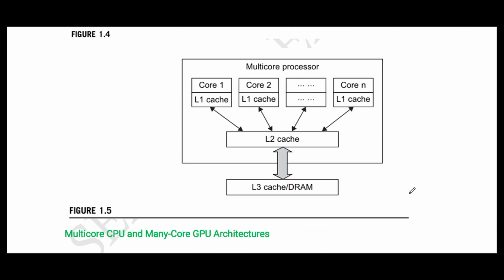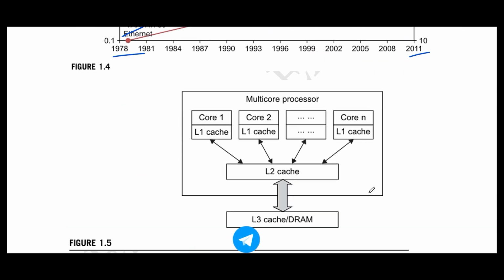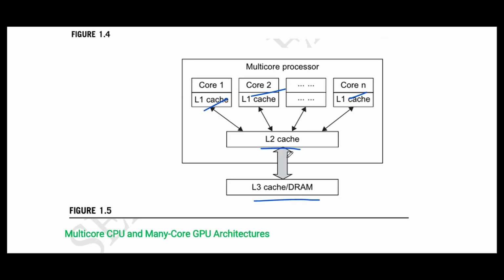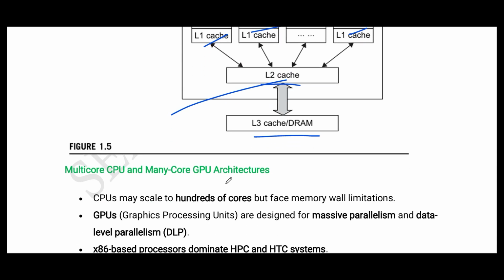Next, in this figure we can observe the multi-core processors, with core 1, core 2, up to core n, the number of cores, which are connected to the L2 cache, and the L2 cache is communicating with the L3 cache and RAM. It is the representation in figure 1.5.